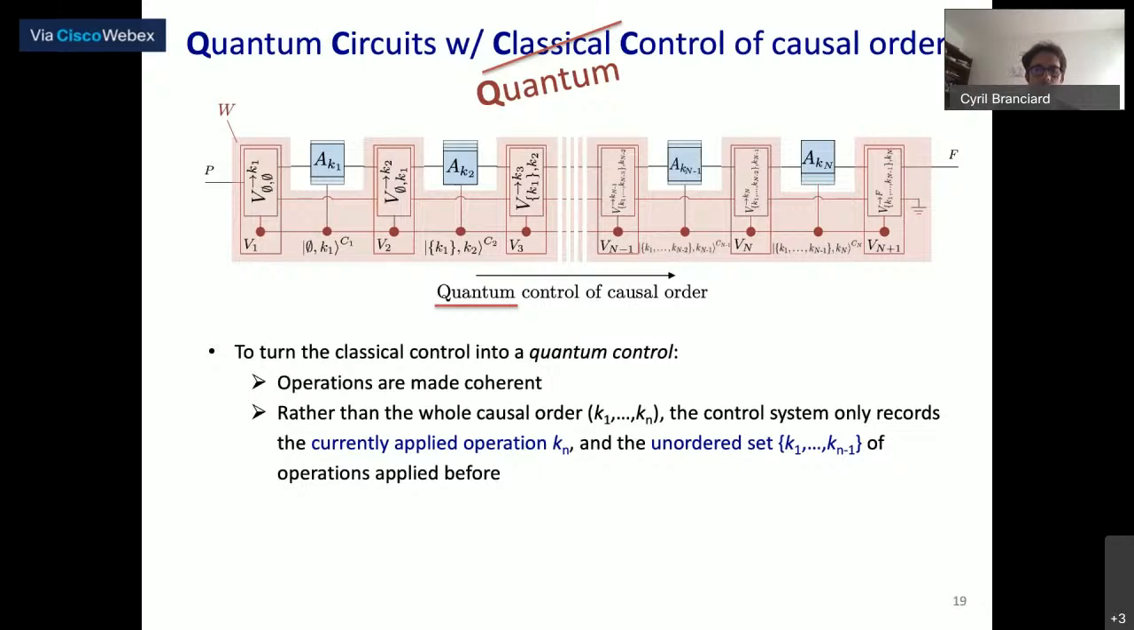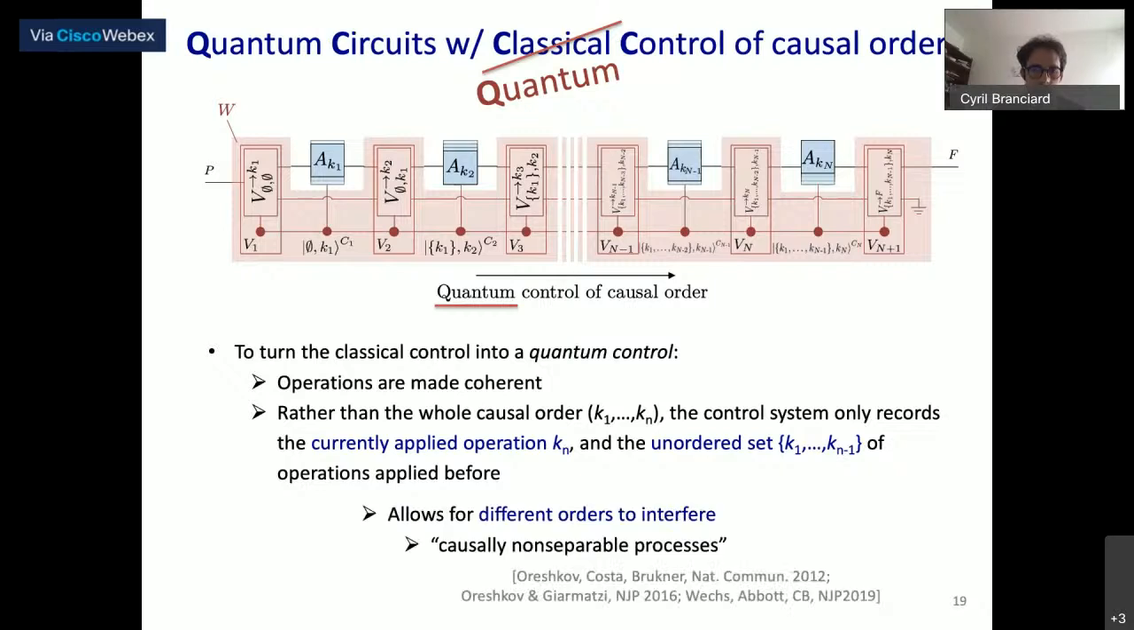So the reason we record this is that we still have this assumption that each operation should be applied once and only once. So we still need this control to remember something about which operations have been applied already, but we don't want to record everything. We just need the unordered set. And indeed, this is what allows for different orders to now interfere. And this is what allows us to get some real quantum control, and in particular to obtain, in some cases, some causally non-separable processes, just like the quantum switch.